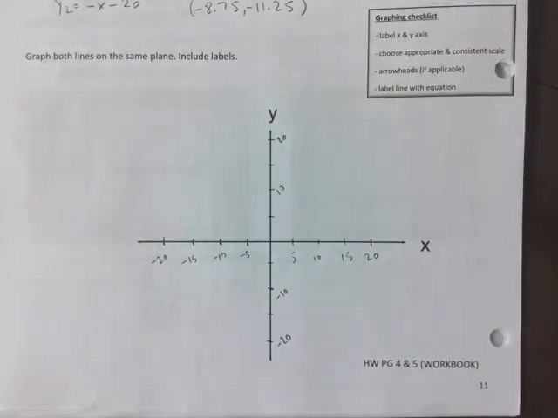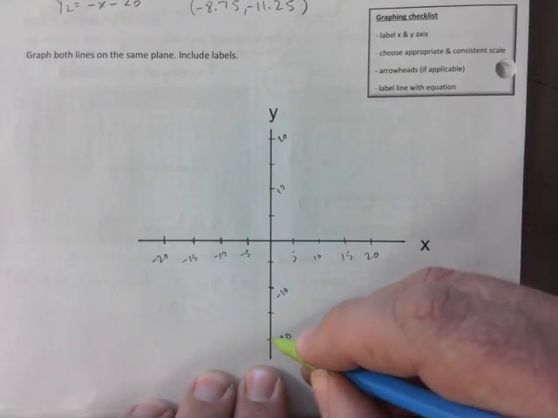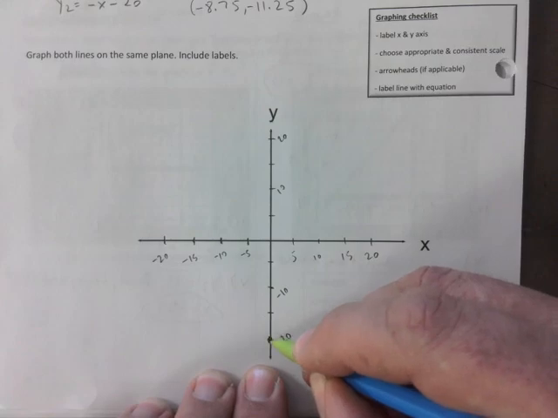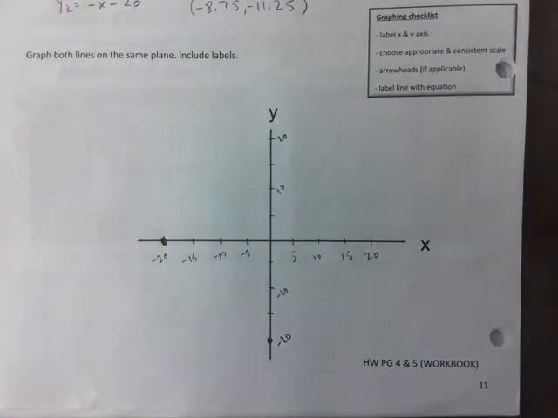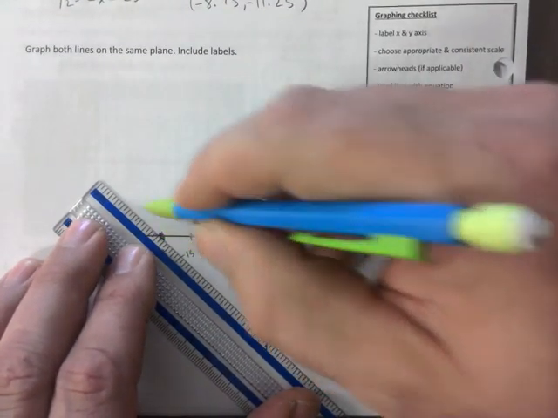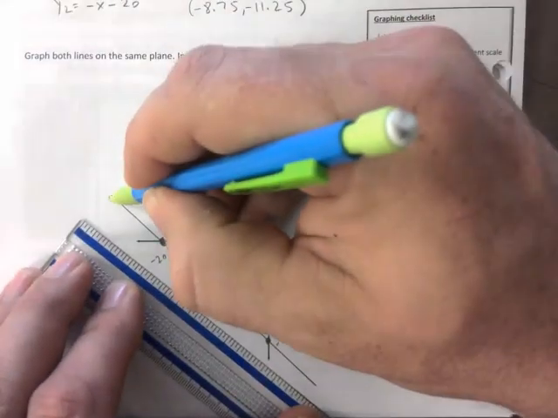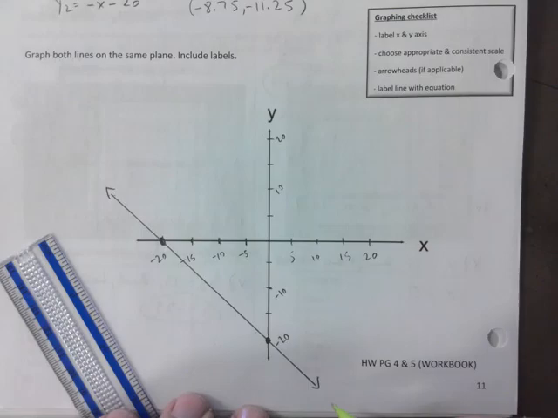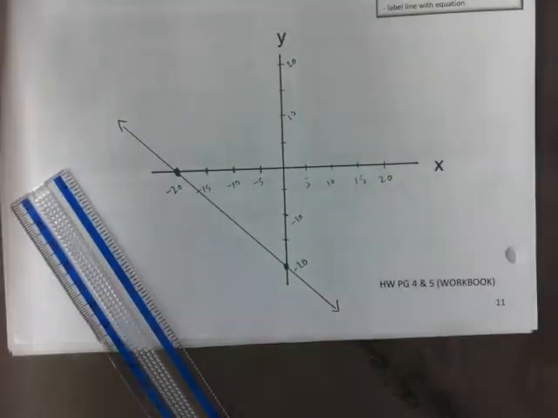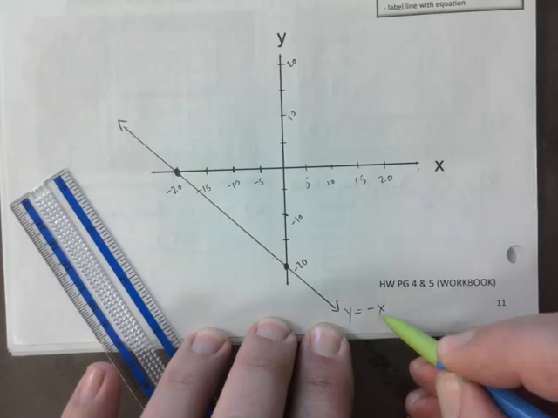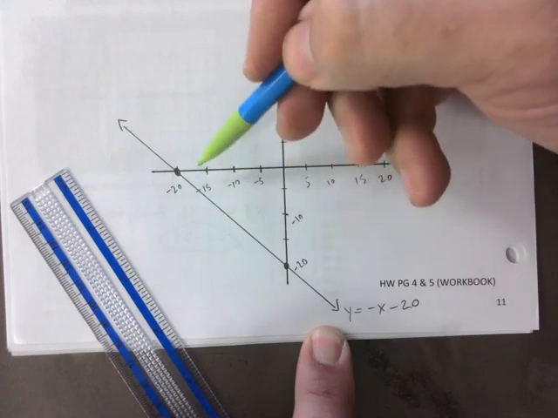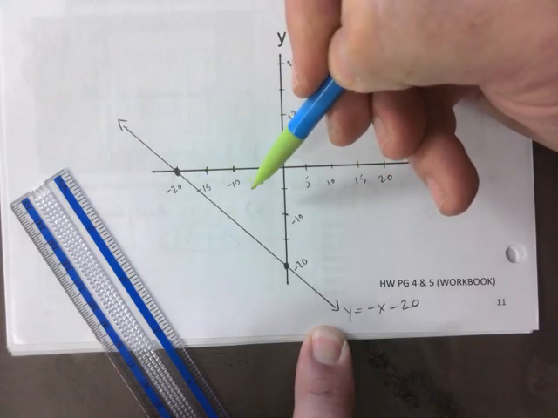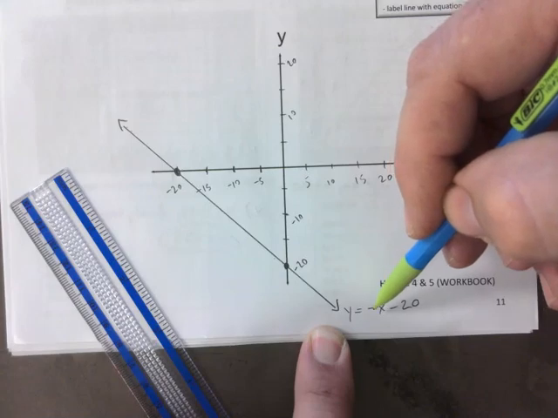And here you just have to be careful, okay? Let's do the negative 20, the second line we solved for. Negative 20, negative 20, and then just connect those. And watch this. This is foreshadowing, okay? Label the line right away. Y is equal to negative x minus 20. On one of the ends. Don't do it in the middle because it's going to sometimes interfere with other lines. Just right at one of the ends.